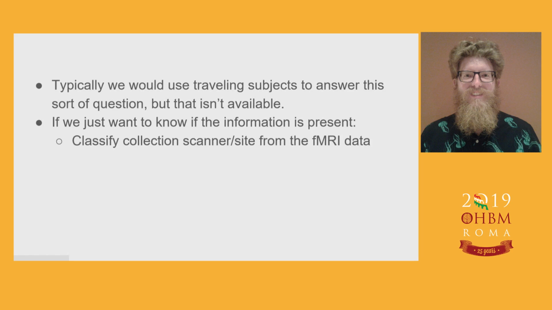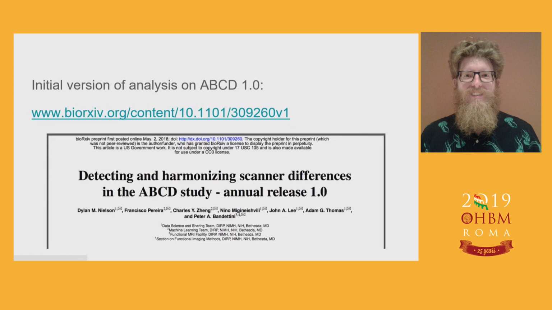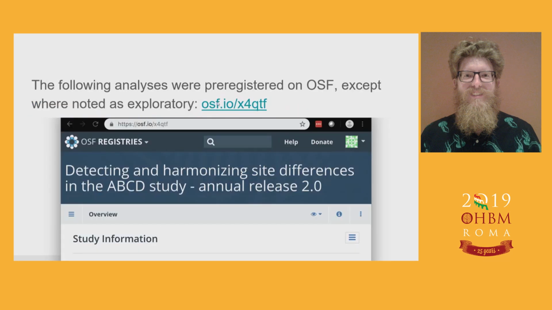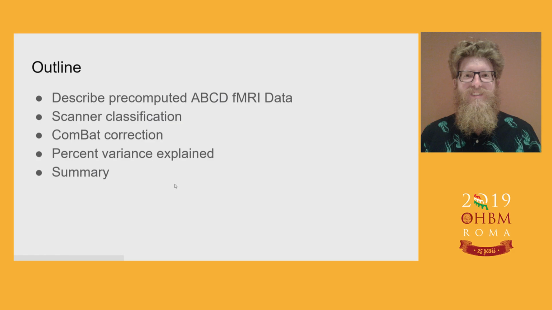And normally, you would use a traveling subject to answer this sort of question, the typical how much variance is accounted for by subject versus scanner in fMRI. A lot of those studies have been done, but that isn't available yet for the ABCD. It may be in the future, but there isn't that data set in the public yet. And so my first approach to answering this question is just, can we classify the scanner that the data was collected on? This is a replication of a study that we published on bioRxiv with the ABCD 1.0 subjects, and then we pre-registered on OSF basically a very similar analysis on the ABCD 2.0 subjects.